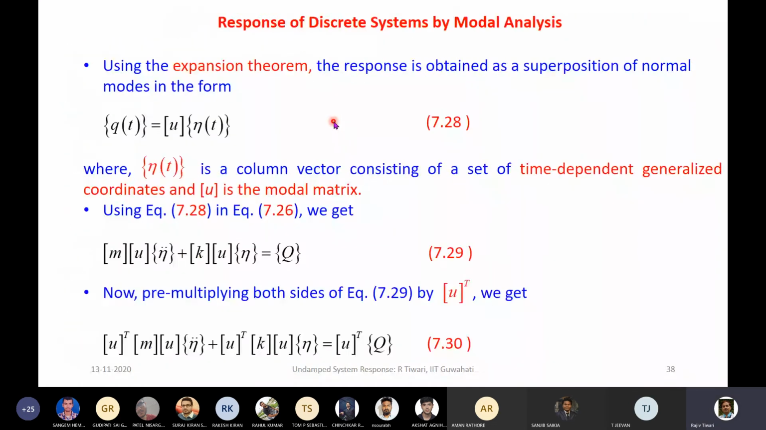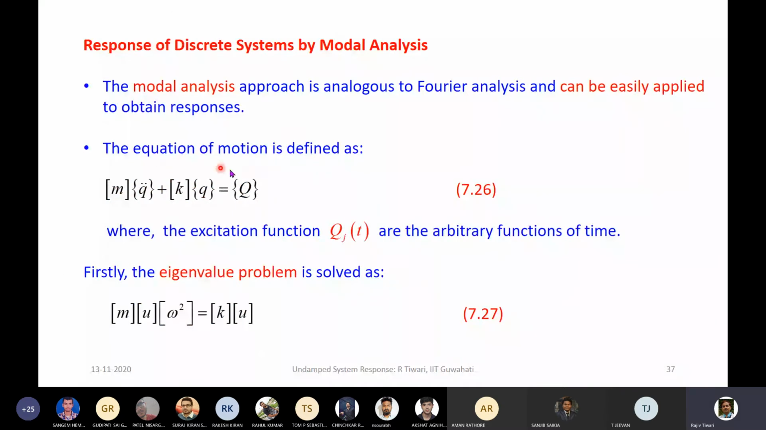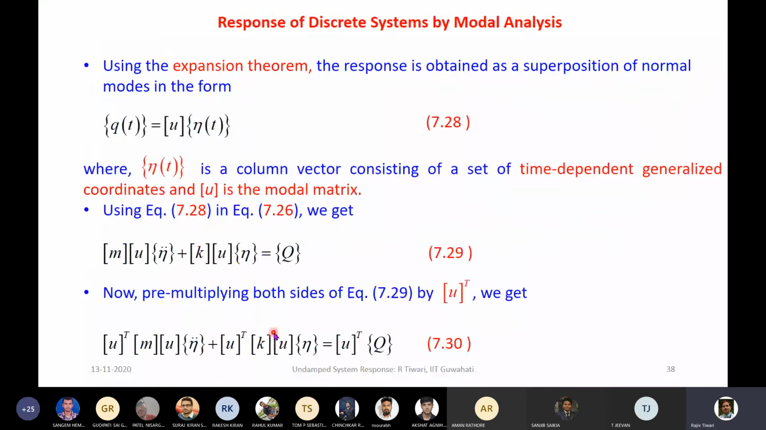So modal analysis for the discrete system. Here the force is there. Till now we have used this kind of transform. Using the eigenvalue problem, we are able to get the modal matrix, that we know. The modal matrix can be used to transform this generalized coordinate to natural coordinates. If you substitute this in the equation of motion, Q is replaced by this here, and then we multiply both sides by U transpose.